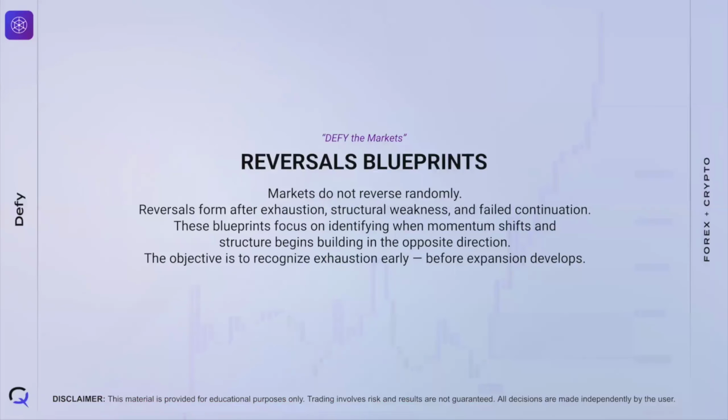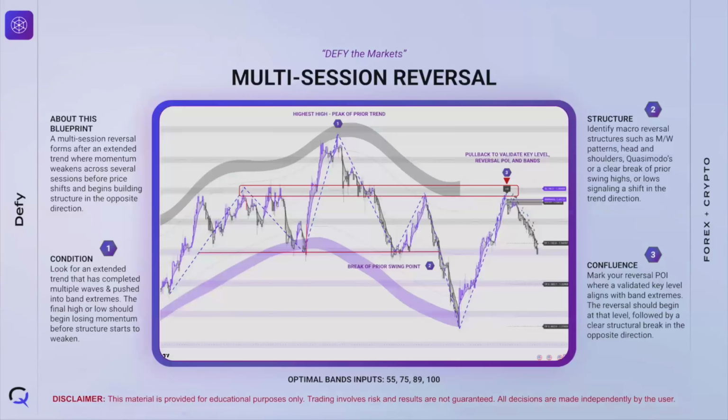Now let's start off with DeFi reversal blueprints. Now remember, markets do not reverse randomly. Reversals form after price exhaustion, structural weakness, and failed continuation. So this blueprint is going to focus on identifying when the momentum is shifting and structure begins to build in the opposite direction. The objective here is to recognize the exhaustion early, before the expansion develops, meaning you want to recognize the reversal before the market starts running away on you.